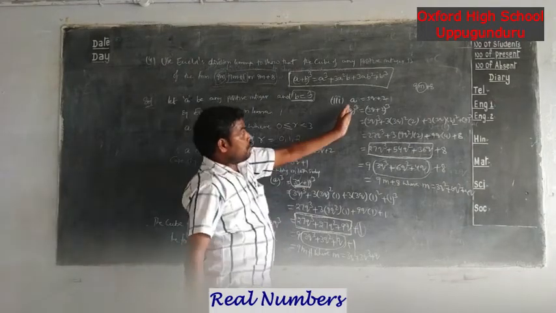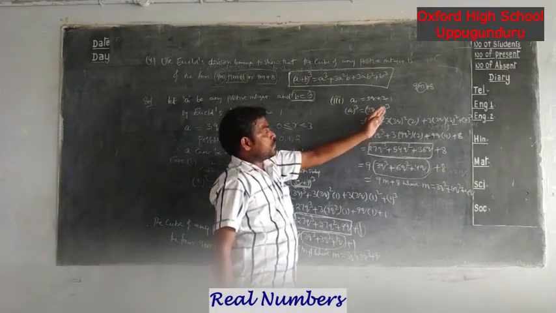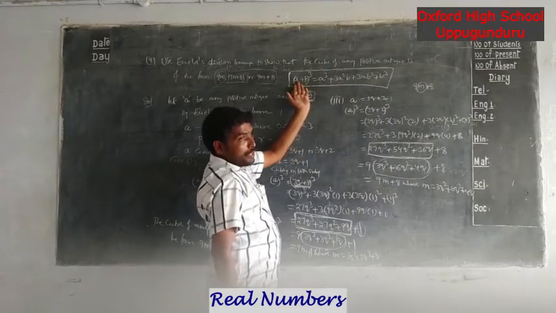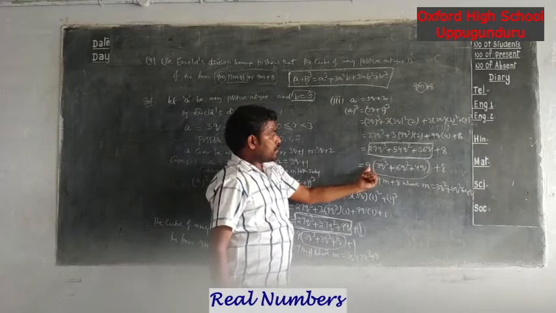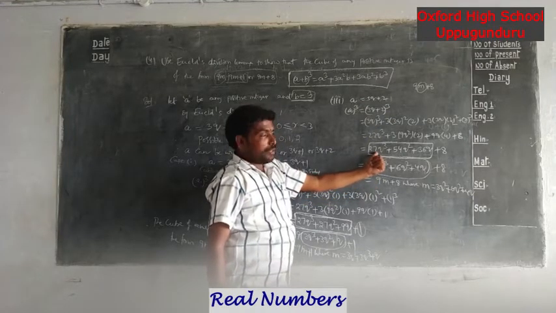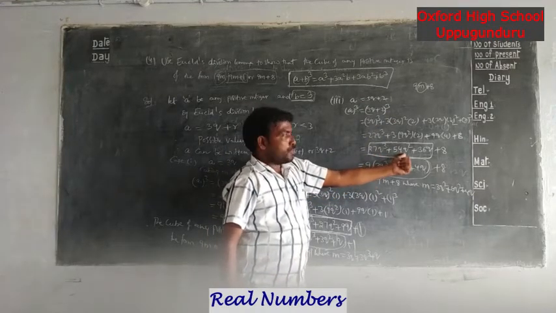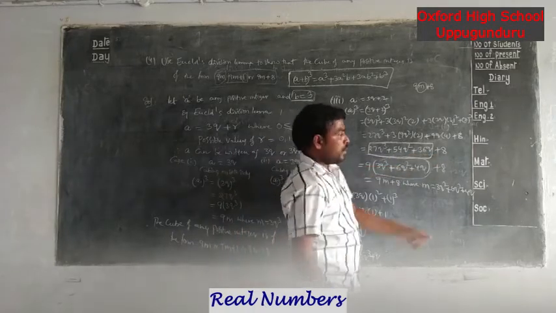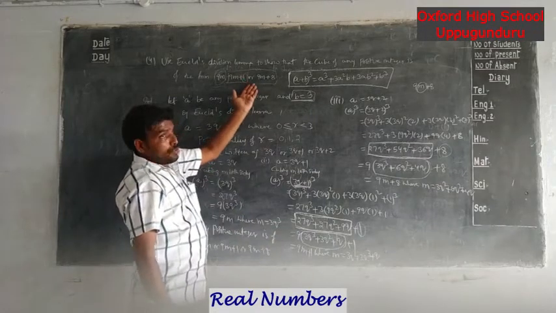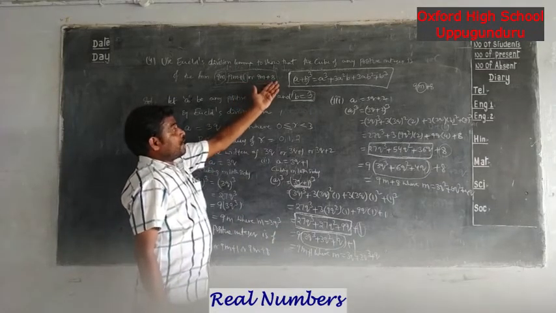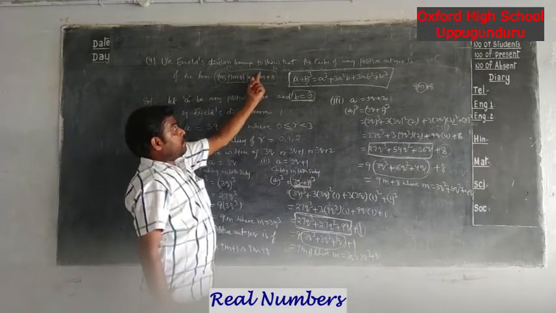Now coming to the third one, a cube equal to 3q plus 2 whole cube. By using this identity, we are expanding 3q plus 2 whole cube. Now it becomes 27q cube plus 54q square plus 36q plus 8. Here we are getting last term as 8. So in this question we have to prove 9m plus 8, and the last term is here 8.